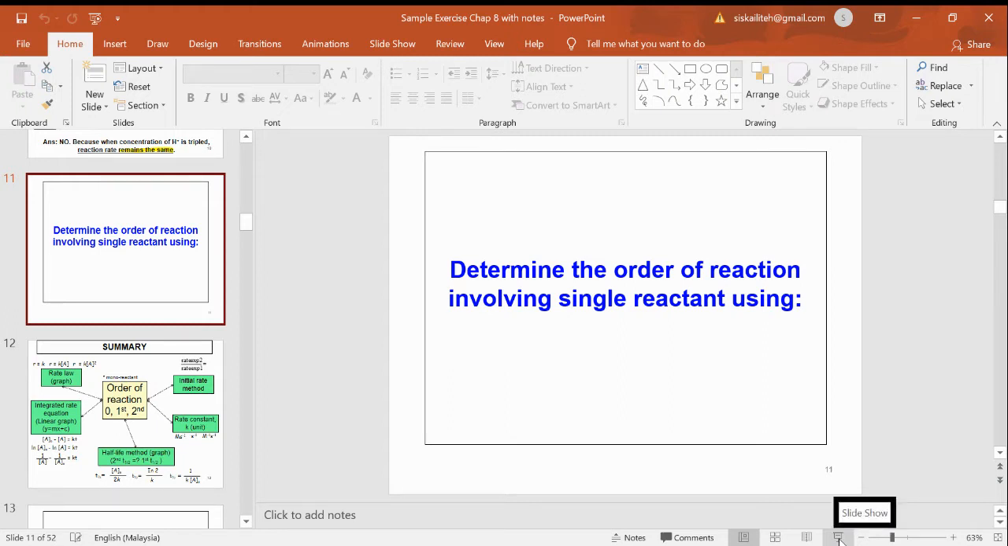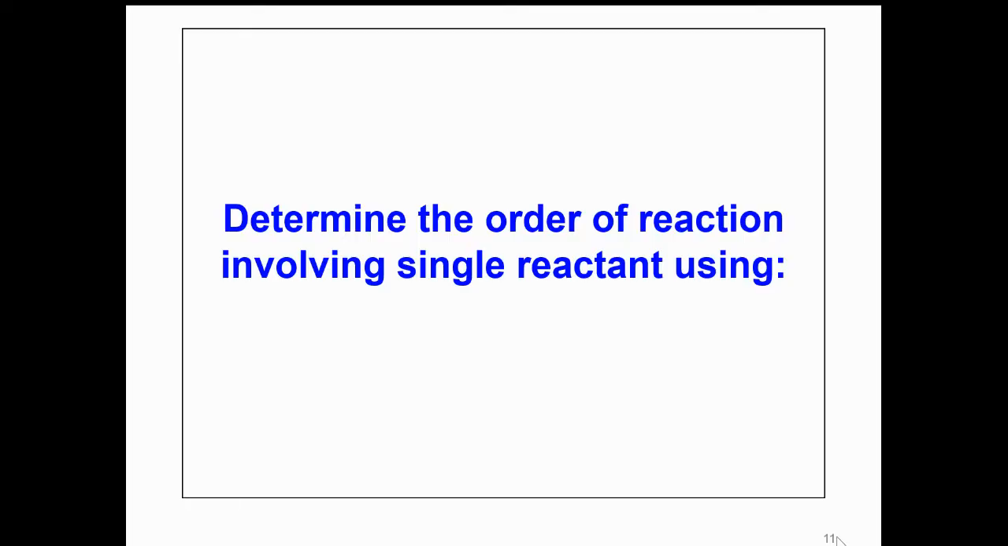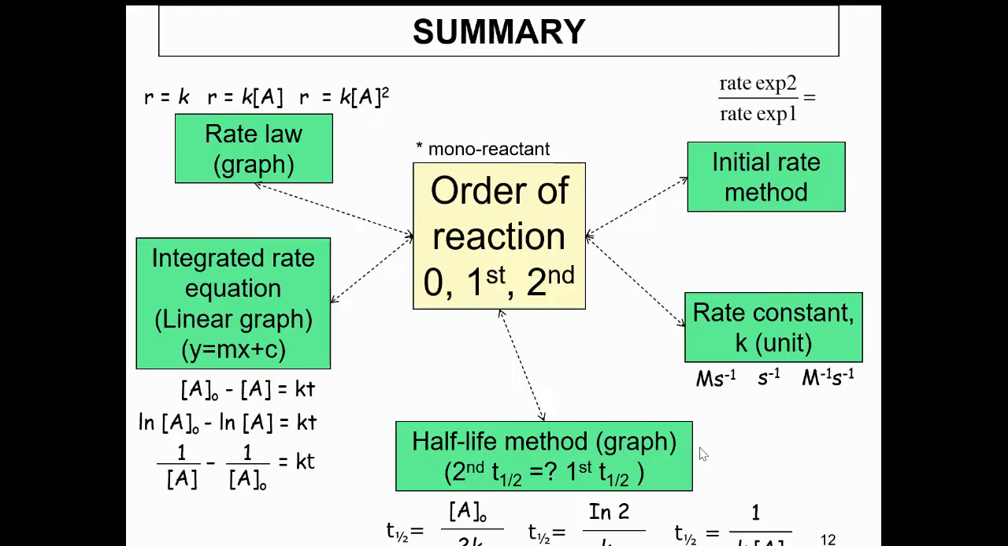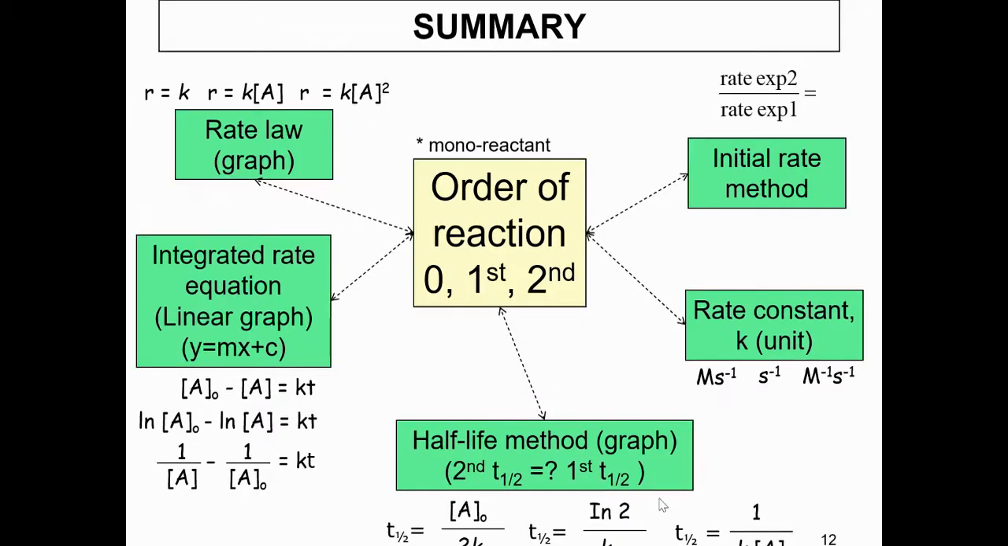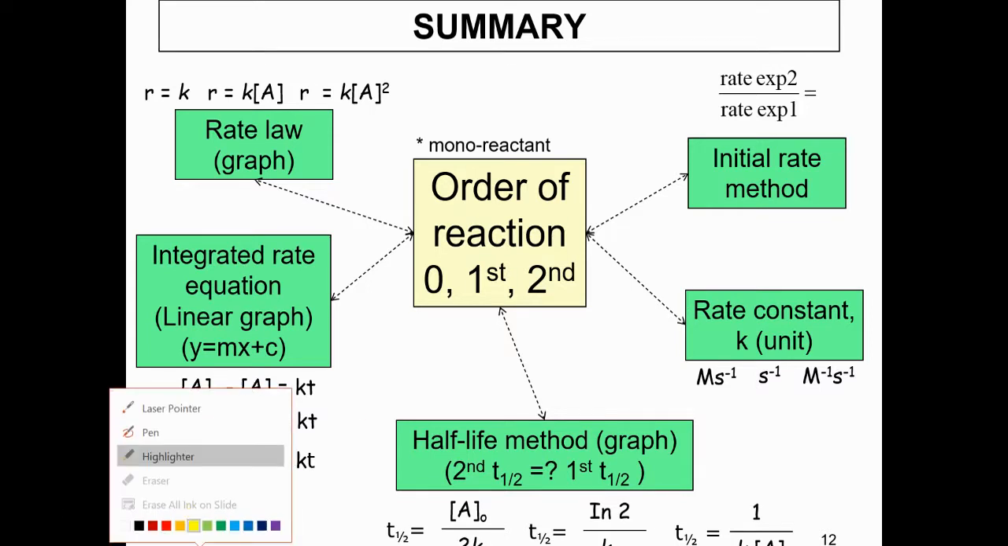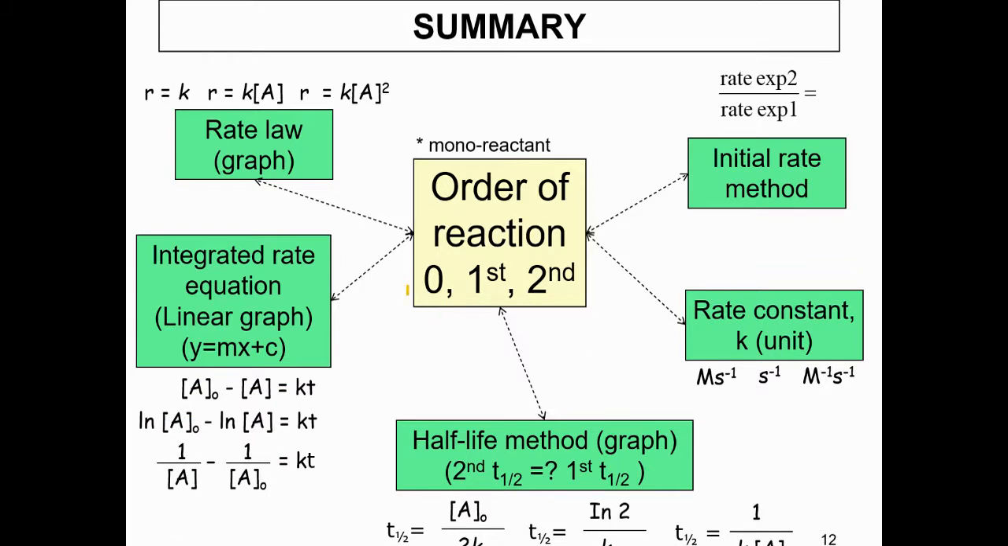Let's continue with learning how to determine the order of reaction involving a single reactant. There are a few ways that you can use to determine the order of reaction. For our syllabus, we only focus on zero, first and second order of reaction. And remember, we only focus on a single reactant. So we shall learn the initial rate method.